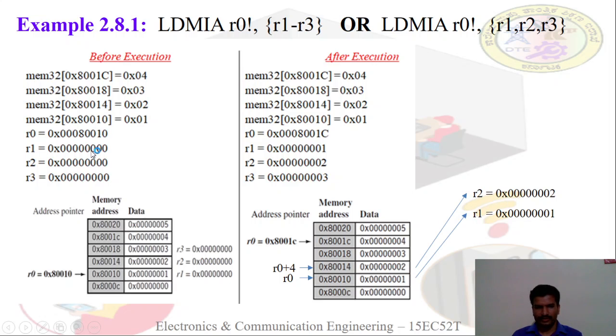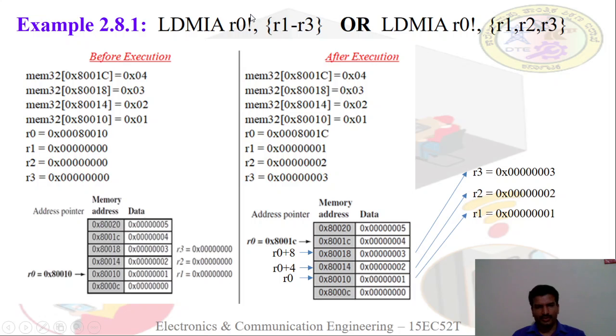See here, before, R1, R2, R3 are 0, 0, 0. So now you are getting the data from the memory location. Still it has not ended. One more register is there in the instruction. So R0 is again incremented by 4. R0 plus 8, so now the memory location is 80018. In that memory location data 3 is present. So this 3 is loaded to R3 register. That is the end of the LDM instruction.